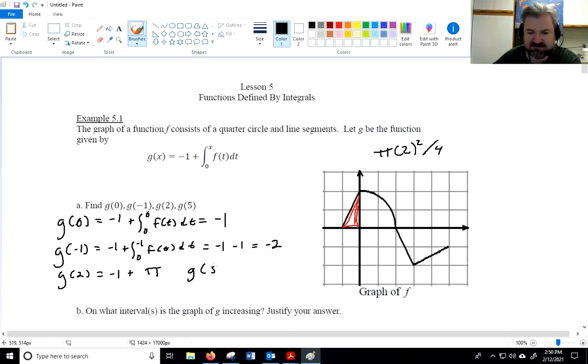Next, we'll do g of 5. Well, g of 5, we can use our value from g of 2, which was -1 plus pi. Plus, we need all this area here. Well, this is 1, 2. And then this here makes 3 between these two, and this makes 4. So we have 1, 2, 3, 4. So this is a -1 plus pi minus 4, or -5 plus pi.